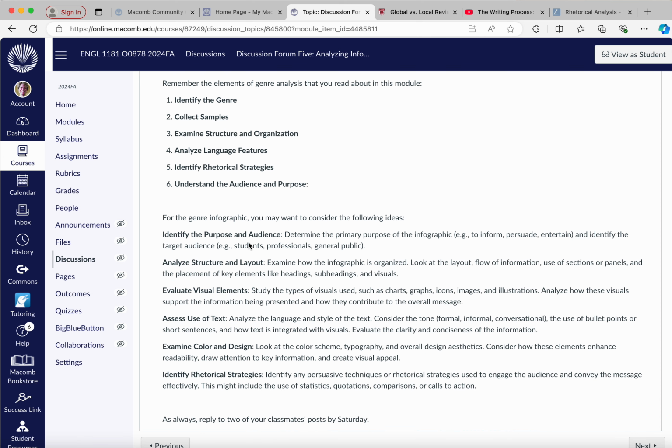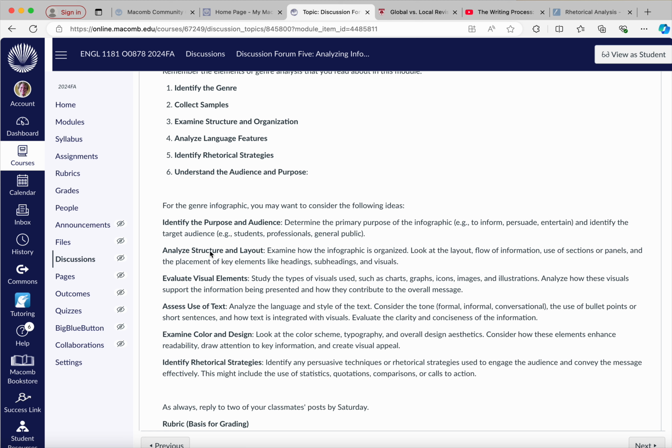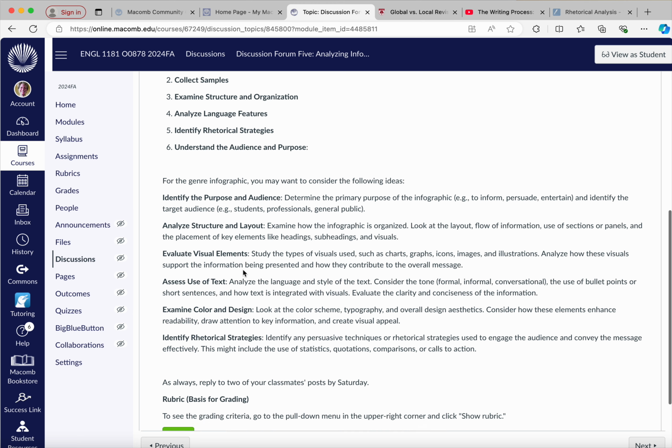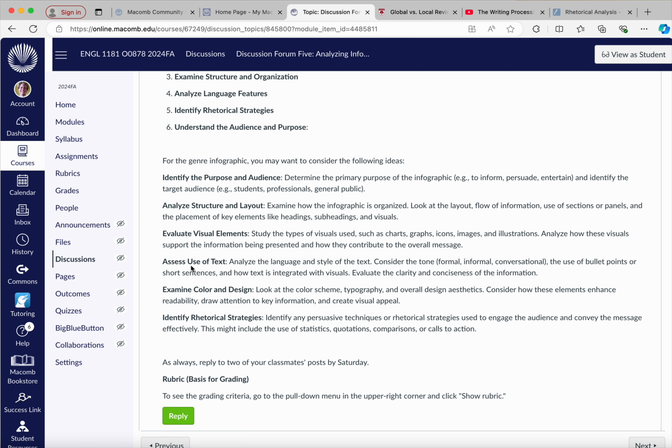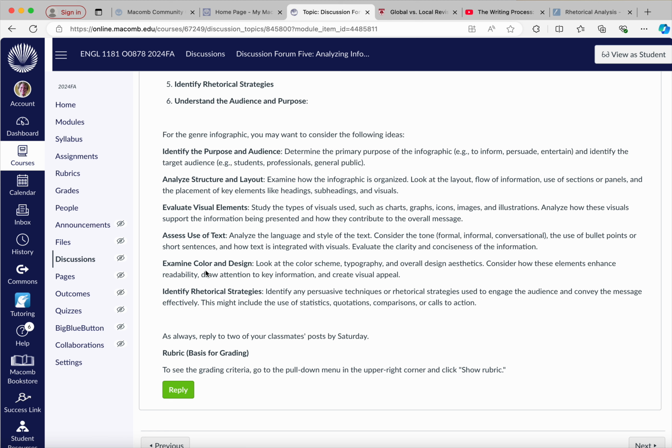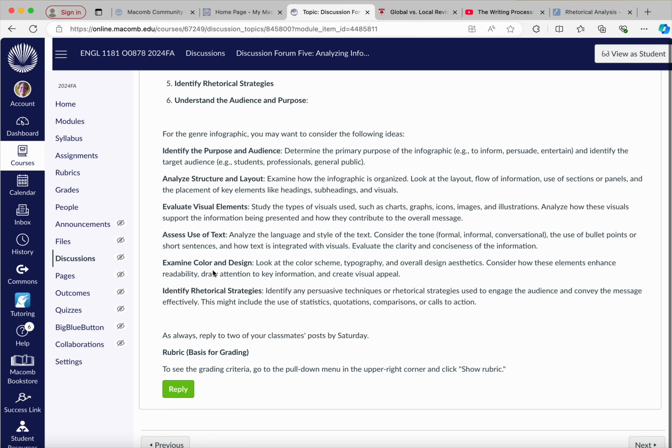Maybe it's the purpose and audience. Maybe it's the way it's laid out, the structure of it. Maybe there's common visual elements, things like charts, graphs, icons, images. Maybe the way that text is used is similar in these 2 infographics, or maybe their color scheme, or the font that they've used, or the overall design aesthetics are common.